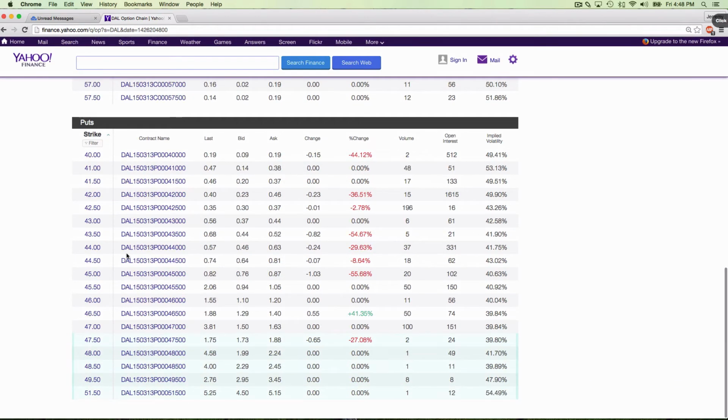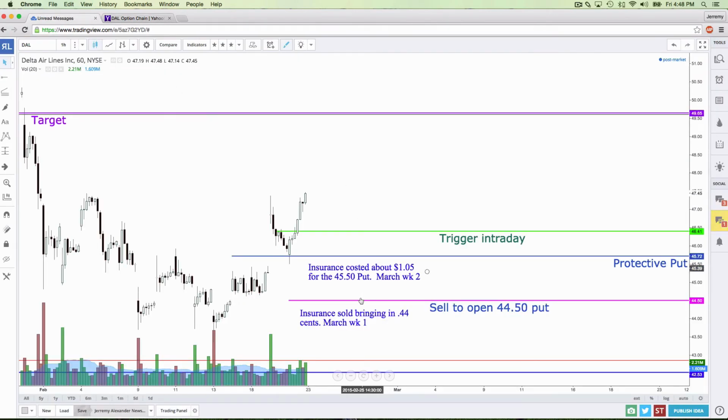Come down to 44.50 and check this out. I could sell this one right now for 64 cents. There's a bid-ask spread, a pretty healthy one in the middle, so I might be able to get 68, 69, maybe even 70 cents out of that particular spread. So let's just say 70 cents to be generous.